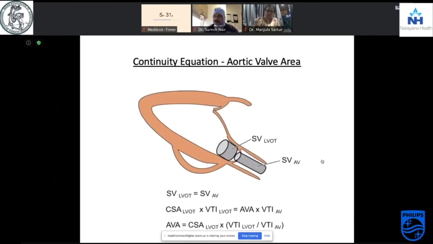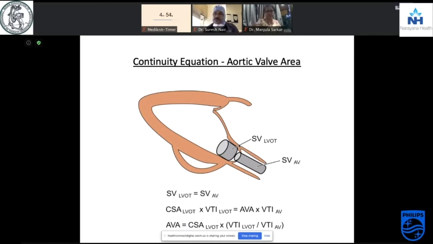You can also use the continuity equation, which is based on the principle of conservation of mass. So the primary assumption or principle is that the volume of blood that moves out of the LVOT is equal to the volume of blood that moves out of the aortic valve. So to get the stroke volume, you have to know the cross section area of the LVOT and the VTI of the LVOT, and that should be equal to the cross section of the aortic valve area and the VTI measured across the aortic valve. So by rearranging the equation, you will get this equation.